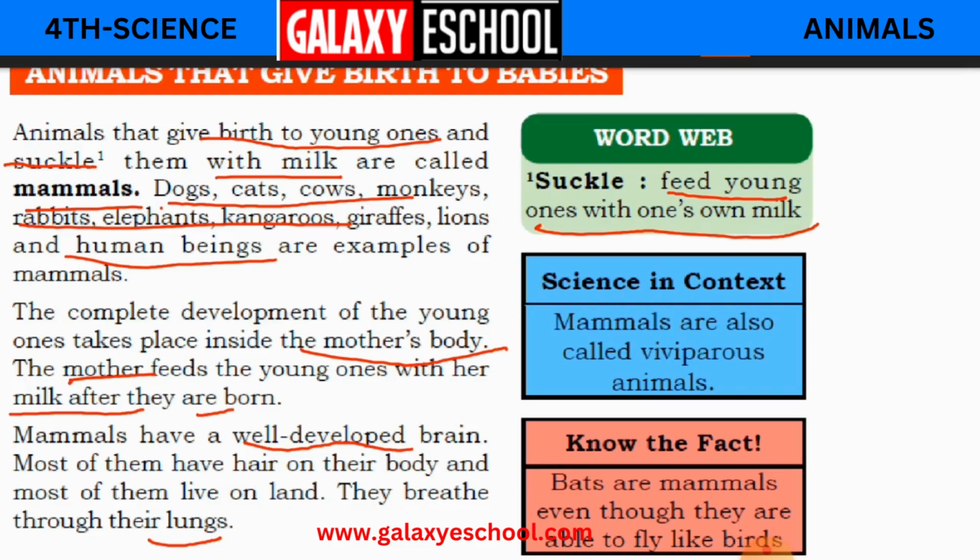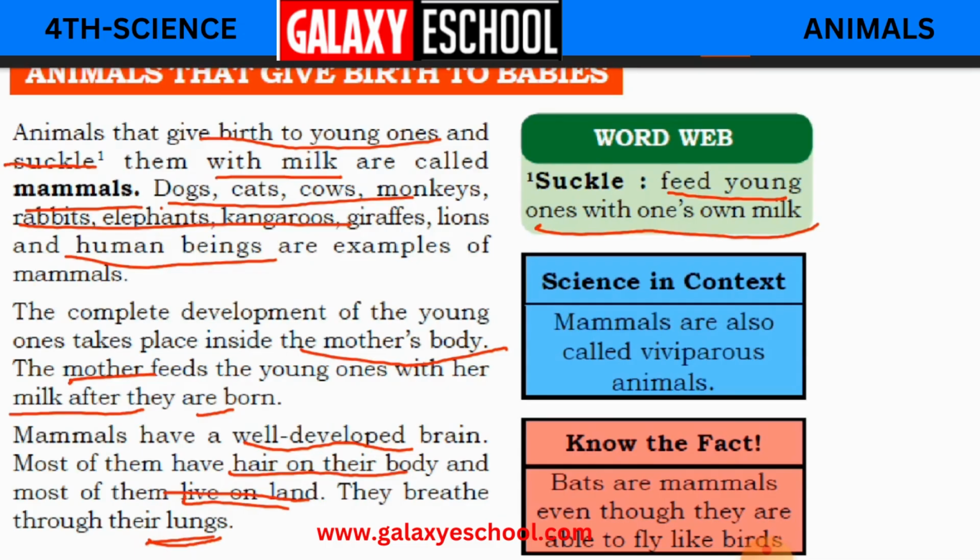See, mammals have a very well developed brain, and most mammals have hair on their body. If you see dog, cat, even monkey, lions, they all have hair on their body, and most of them live on land. And how do they breathe? They breathe through their lungs.